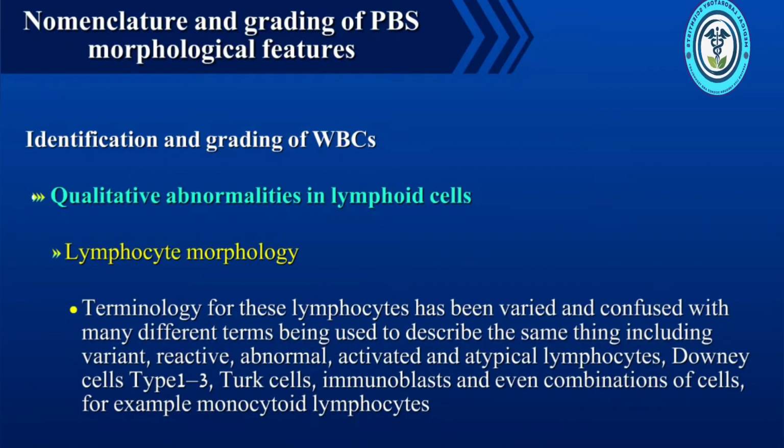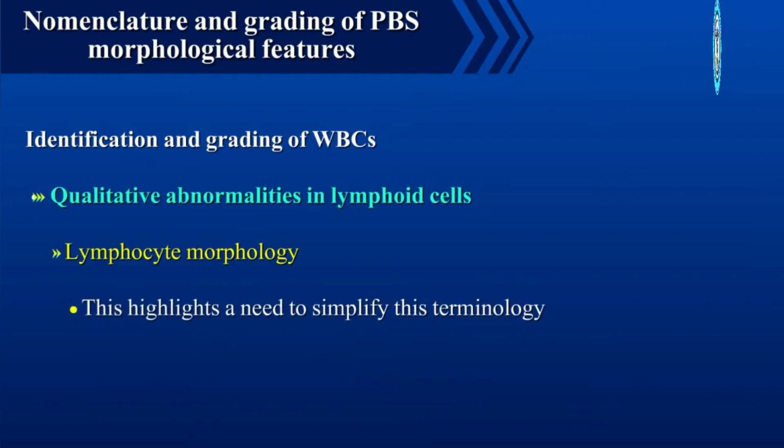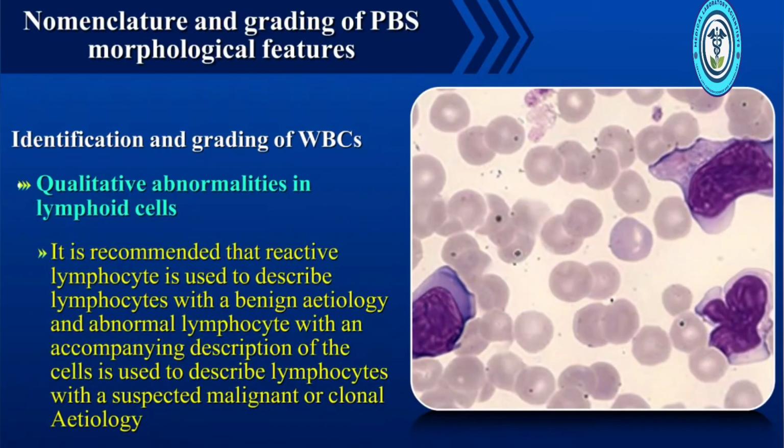Terminology for these lymphocytes has been varied and confused, with many different terms being used to describe the same thing, including variant, reactive, abnormal, activated, and atypical lymphocytes, Downey cells type 1 to 3, Turk cells, immunoblasts, and even combinations of cells, for example, monocytoid lymphocytes. This highlights a need to simplify this terminology. So, it is recommended that reactive lymphocyte is used to describe lymphocytes with a benign etiology, and abnormal lymphocyte with an accompanying description of the cells is used to describe lymphocytes with a suspected malignant or clonal etiology.